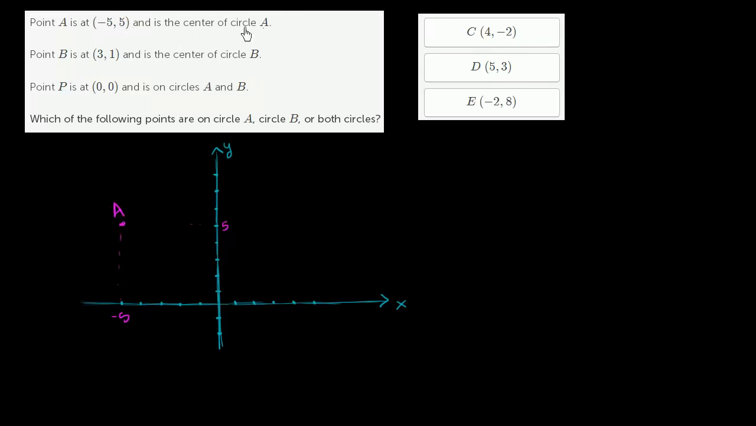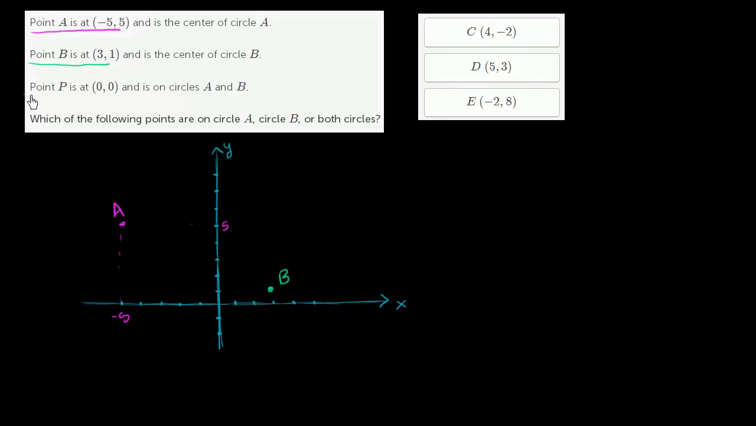And then it's the center of circle A, which I won't draw just yet because I don't know the radius of circle A. Point B is at, let me underline these in the appropriate color. Point B is at 3, comma 1. So 1, 2, 3, comma 1. So that's point B right over there. It's the center of circle B.